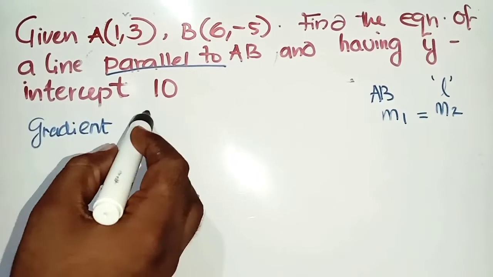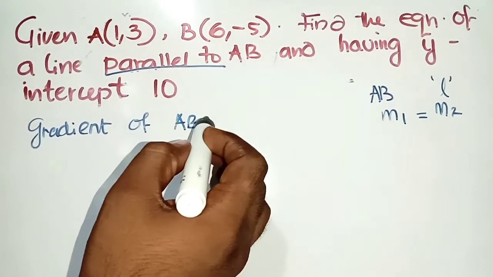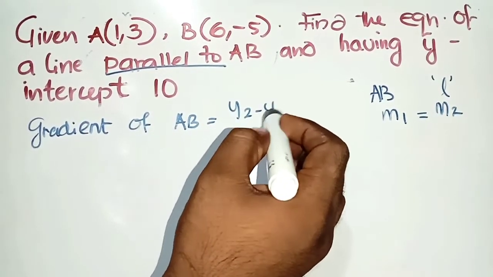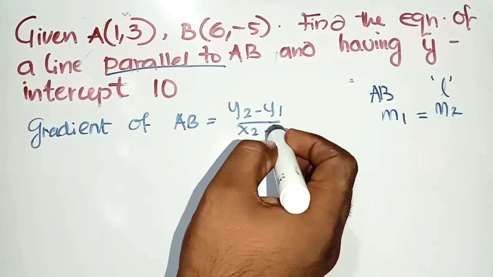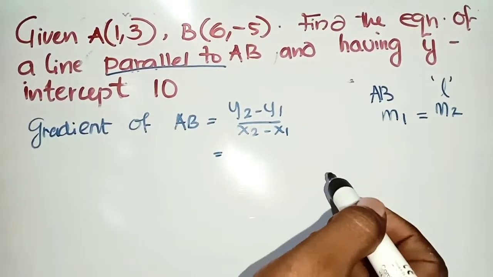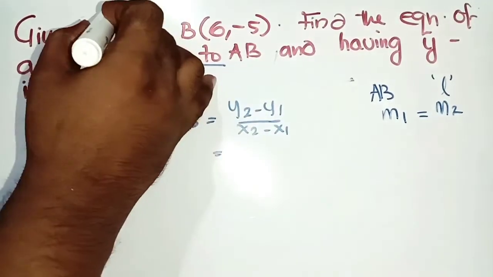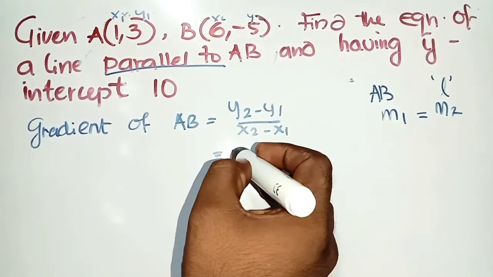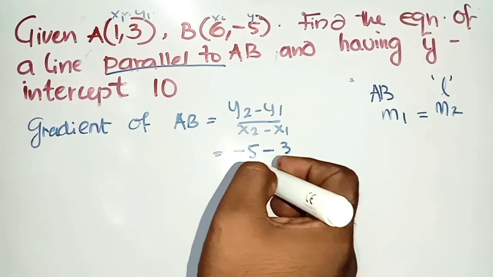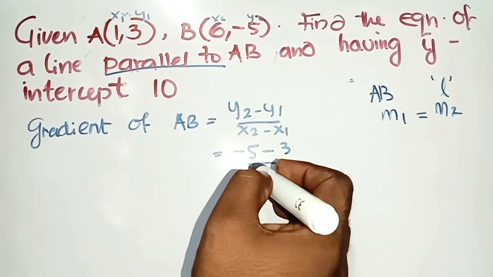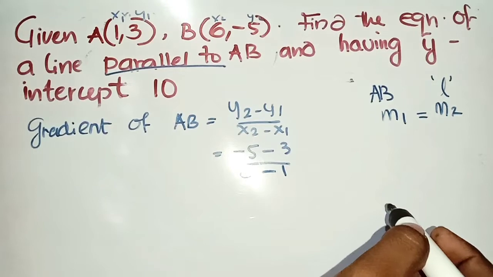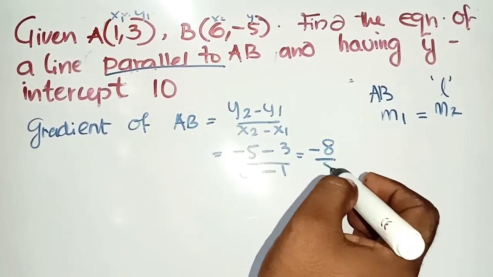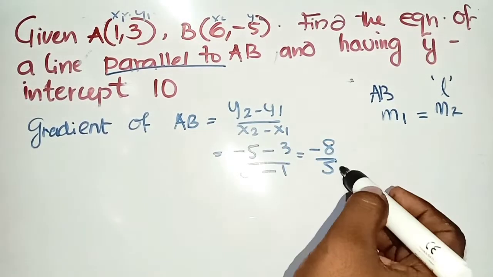Gradient of AB, which is (y2 minus y1) by (x2 minus x1). Yes, this is x1, y1, x2, y2. We get (minus 5 minus 3) divided by (6 minus 1). That is minus 8 divided by 5. This is the gradient of AB.